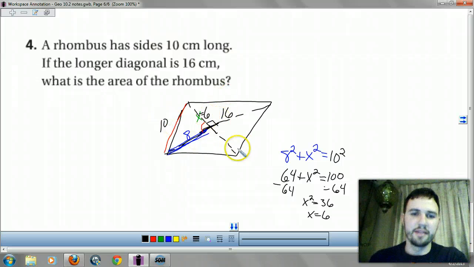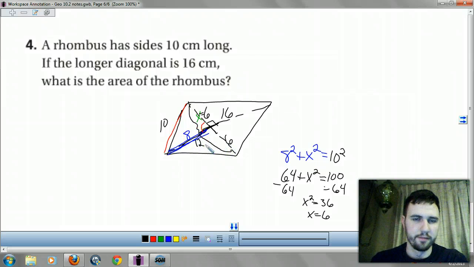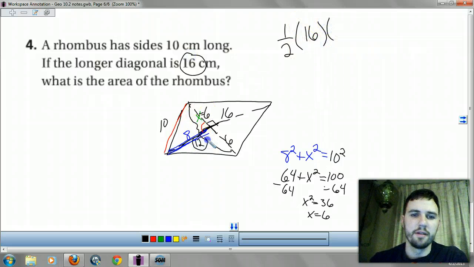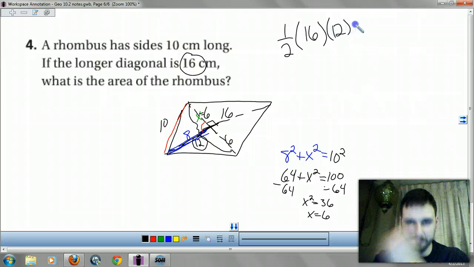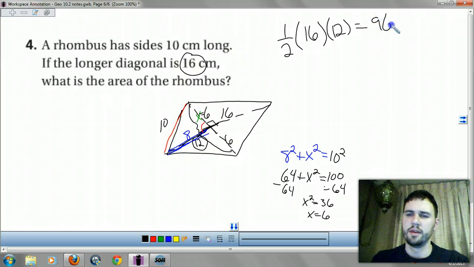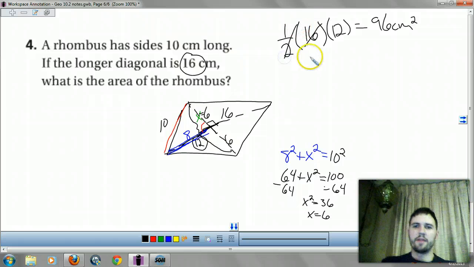If this side's 6, this side would also be 6, so this whole diagonal would be 12. So my formula is 1/2, one diagonal 16, my other diagonal is 12. I'm going to plug that in my handy dandy calculator. Actually, I don't need to. 96 centimeters squared, because 1/2 of 16 is 8.